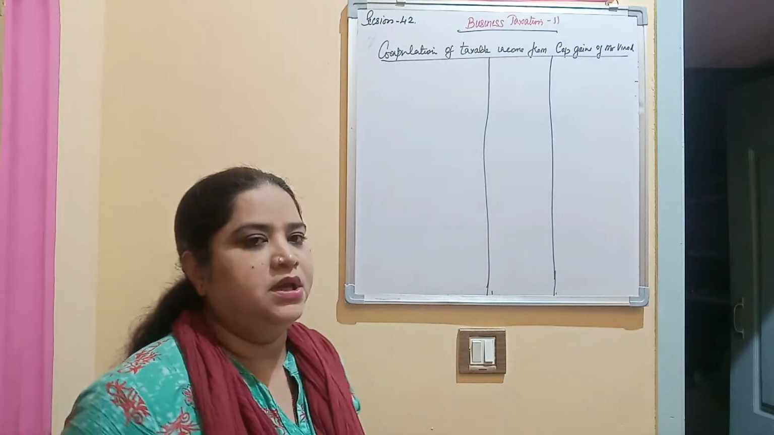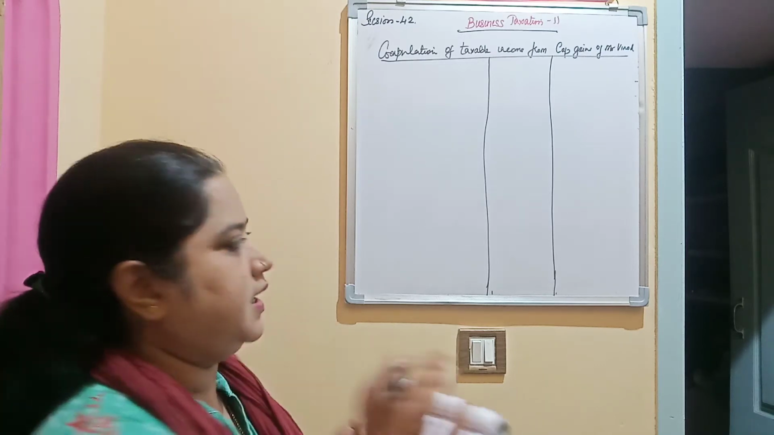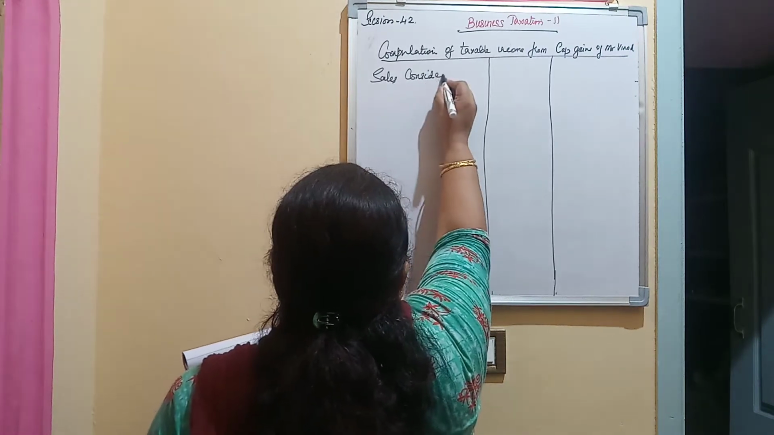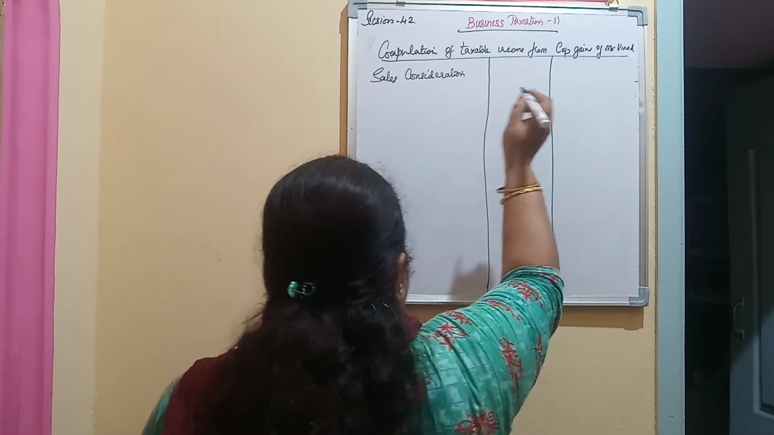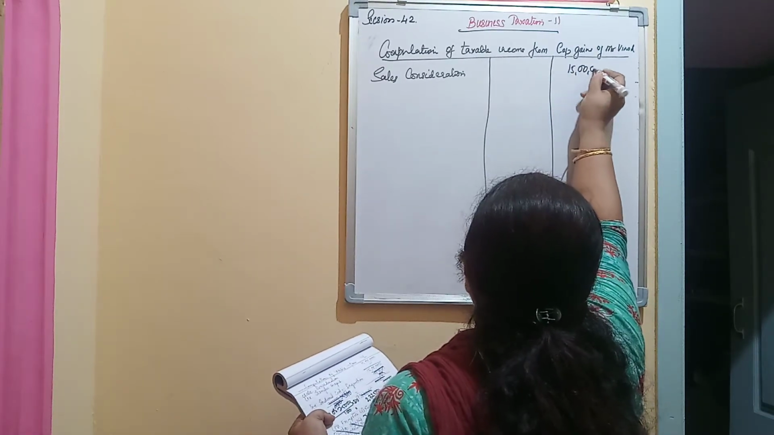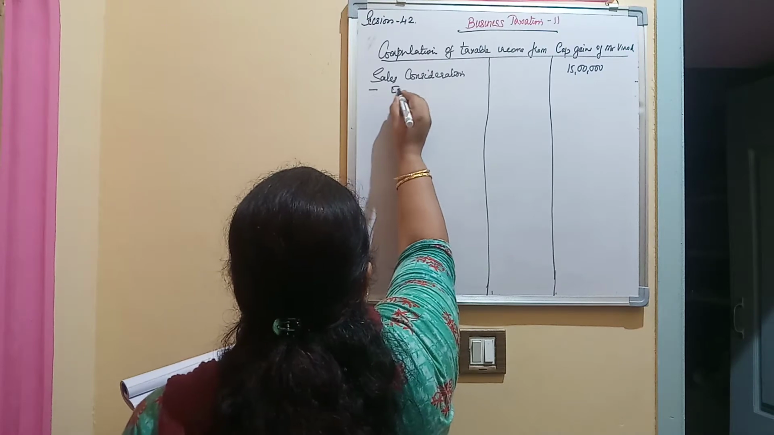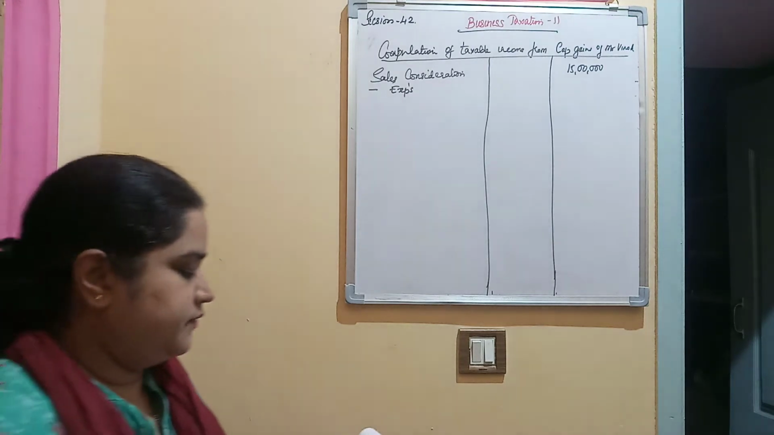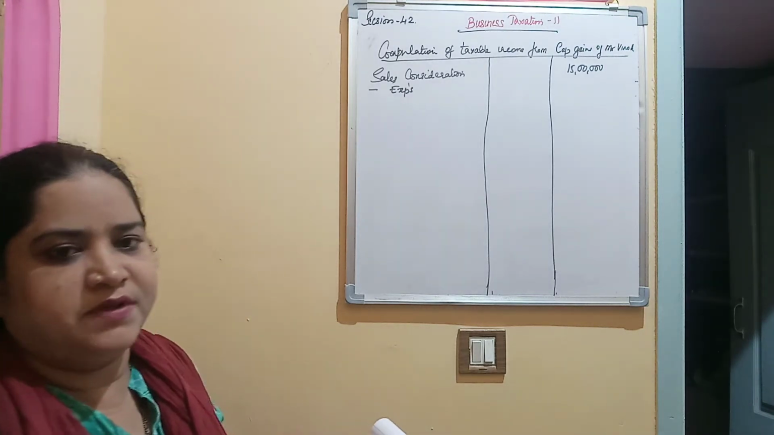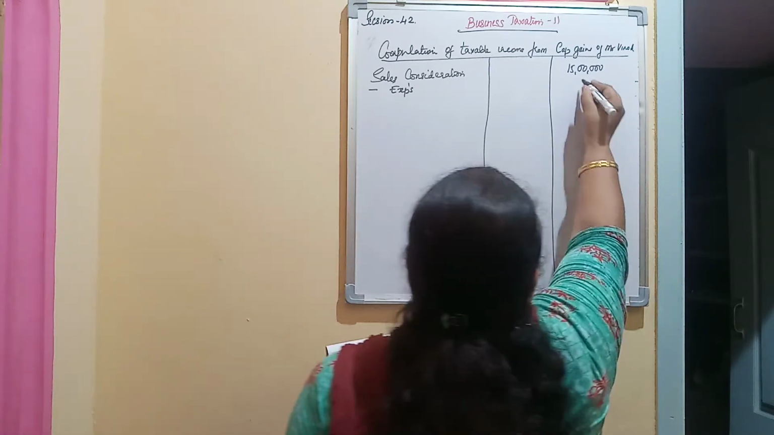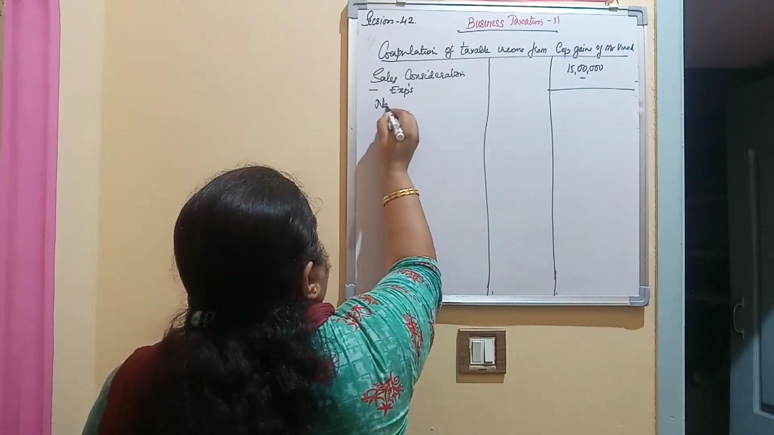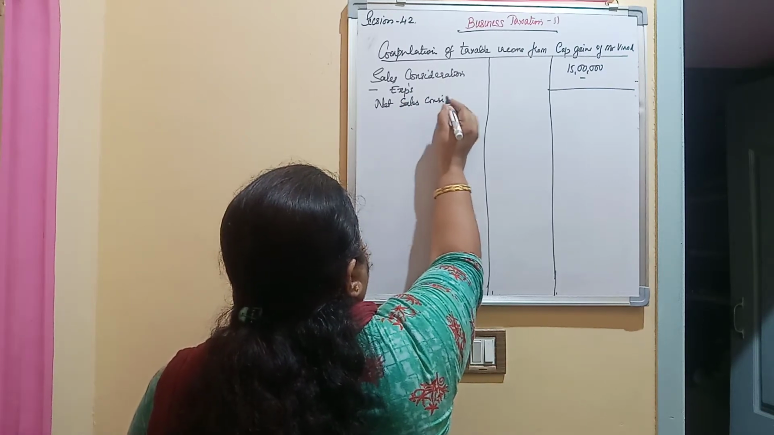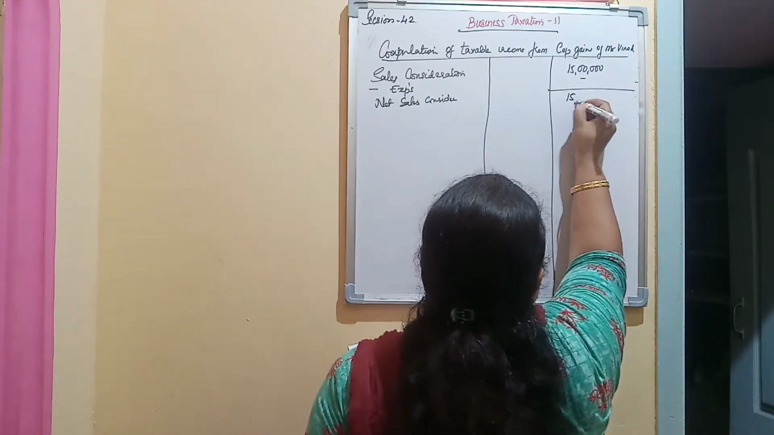What is the sales consideration? In this particular problem it is 15 lakhs. Coming to the next one, are there any expenses incurred in the process of sale of the assets? No, in this problem there are no expenses with respect to the transfer of the assets, thereby it is nil. So what is your net sales consideration? Your net sales consideration is 15 lakhs.